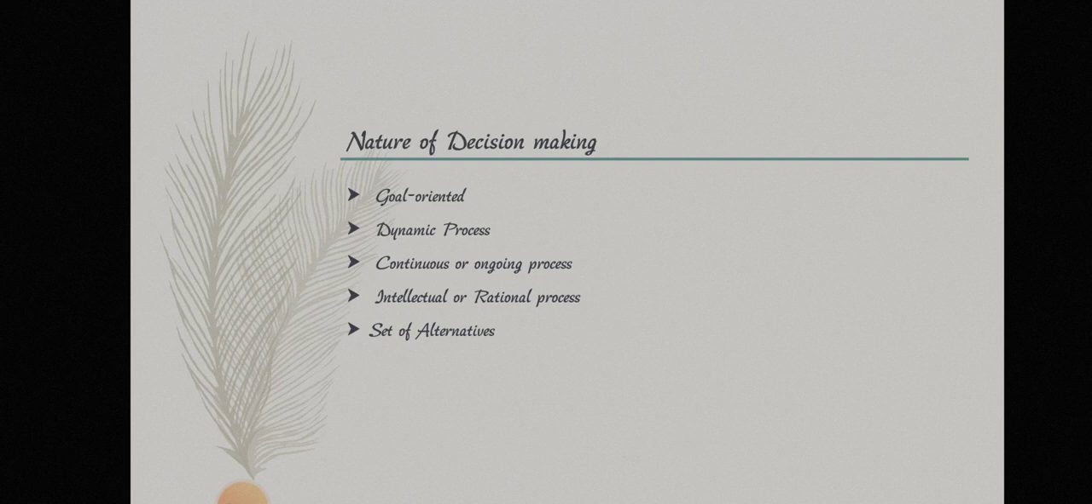Decision making is a dynamic process as it involves a time dimension and time lag. And then continuous or ongoing process: the manager has to take a series of decisions, that means higher authority taking decision making. And then set of alternatives implies that decision problems arise only when there are two or more alternatives. This is the nature of decision making.